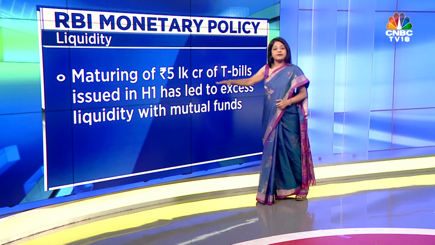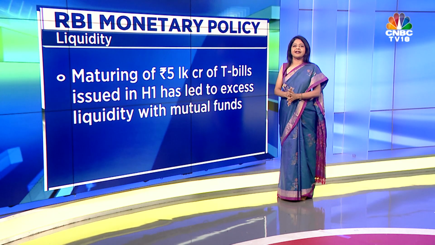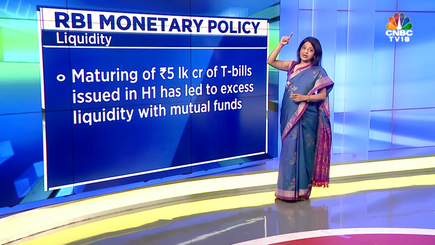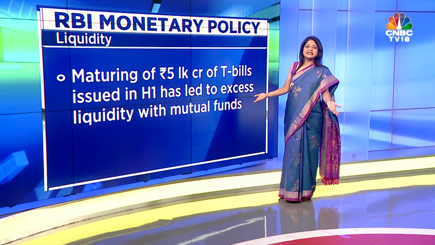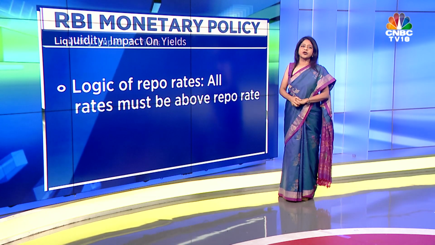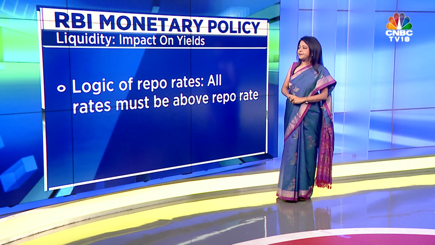Outside the banking system, even mutual funds have got some 5 lakh crore because they bought treasury bills in the first half, which the government had floated, and now those bills have matured. So mutual funds also have a lot of money.